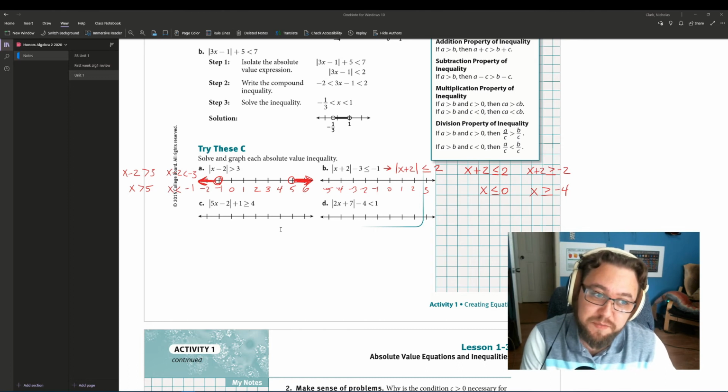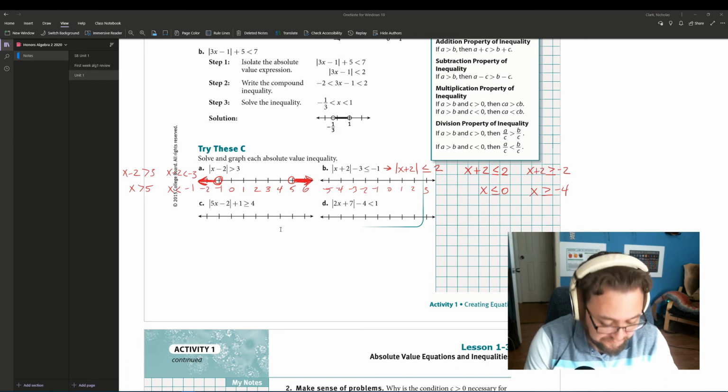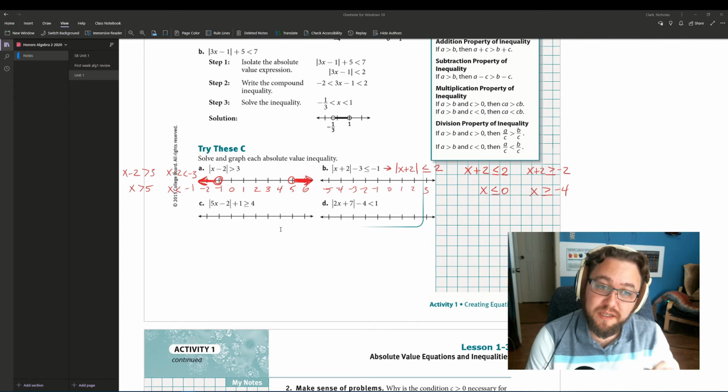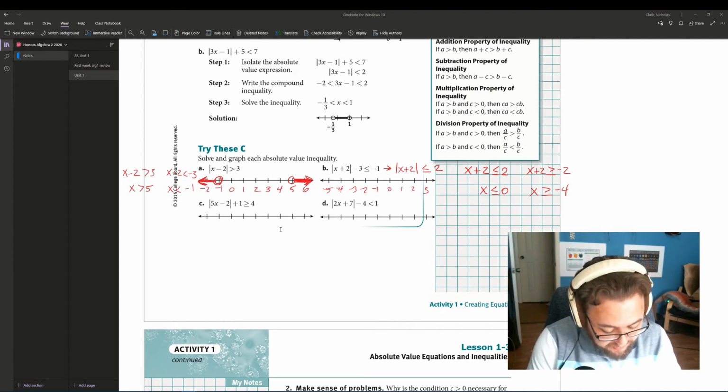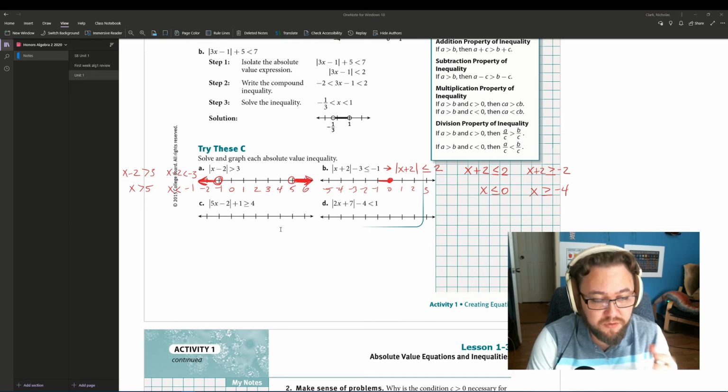I always like to be thorough when I'm labeling my number lines. These are equal to, so they're going to be filled in circles. So x is less than or equal to 0. Less than or equal to means we're shading left. And I'll complete that in a second. It's pretty far over, so I want to make sure I know how the big picture is going to look here.